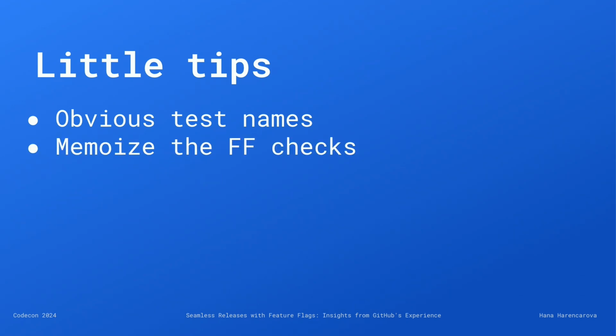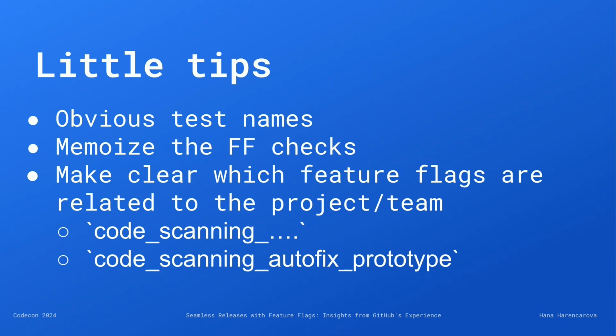As we saw, you can memoize the feature flag and increase the performance by sparing the calls. You can also make clear which feature flags are related to which team or project. So as I said, I'm part of the code scanning team, so all our feature flags are prefixed with code scanning, and then, for example, default setup or autofix, which is the name of the feature, and then the name of the part of that feature. There are hundreds of feature flags right now used at GitHub, and when we need to look through them, it's easier to find them. And also, if someone has a problem with that feature flag, they know whom to call.